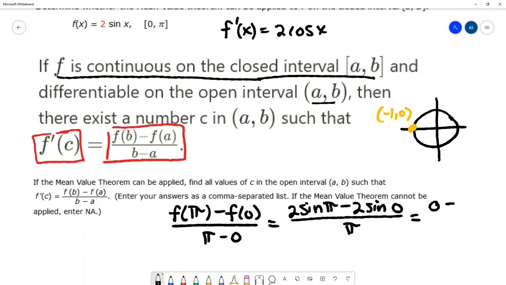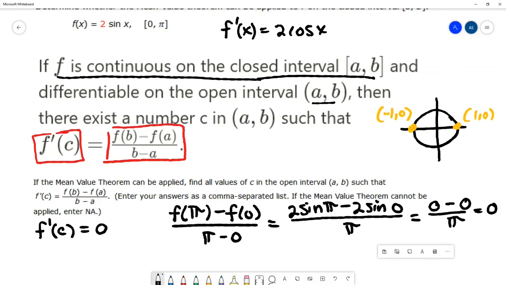0 minus. And sine of 0, the angle of 0 is here. This is the point 1, 0. Sine of 0 will be 0. So we get another 0. 2 times 0. So we have 0 over pi, which is 0. So now we have the right-hand side. The derivative at c is equal to 0.